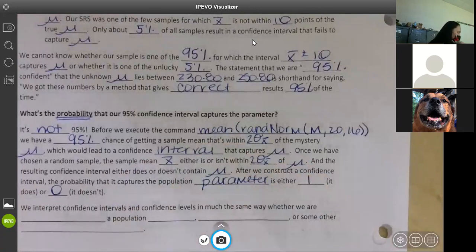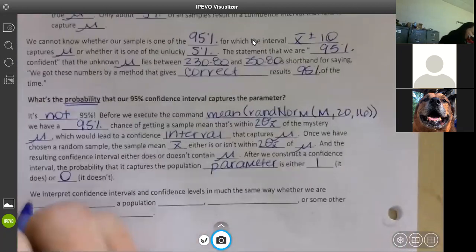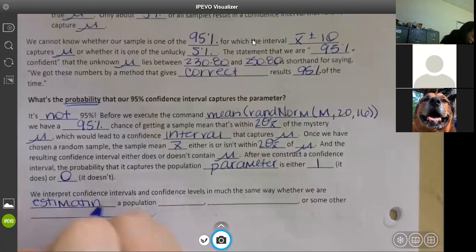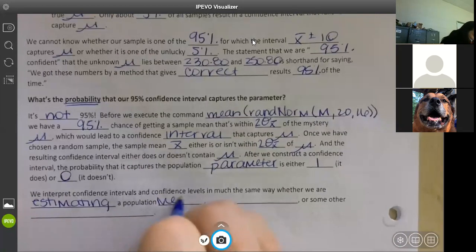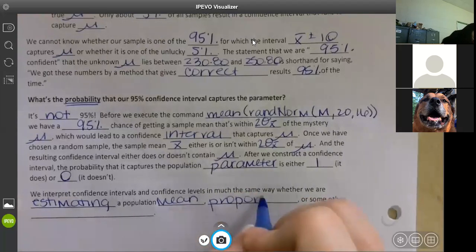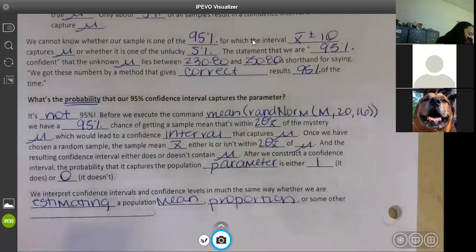We interpret confidence intervals and confidence levels in much the same way, whether we are estimating a population mean, proportion, or some other parameter.